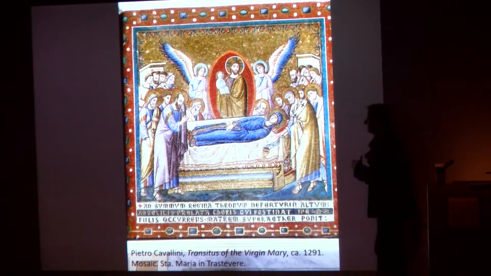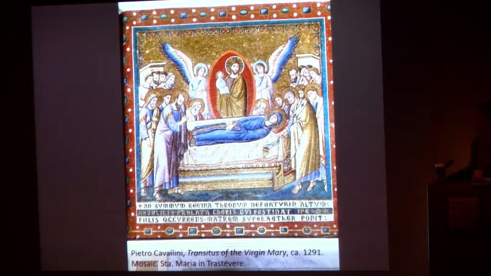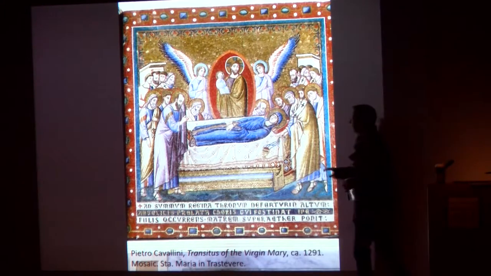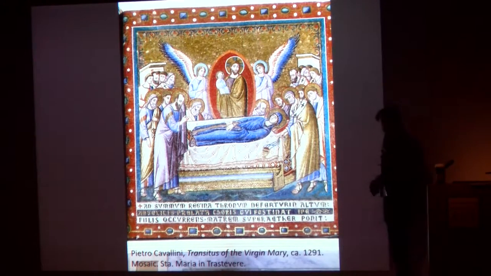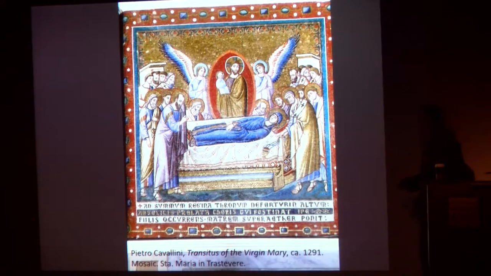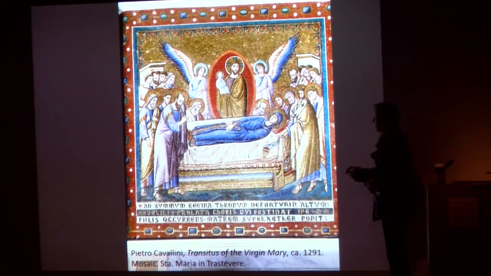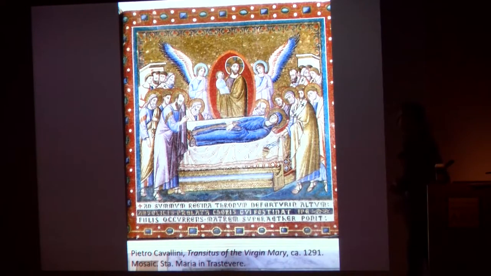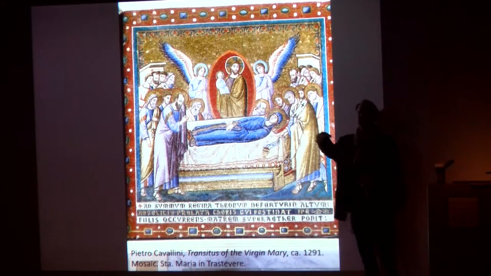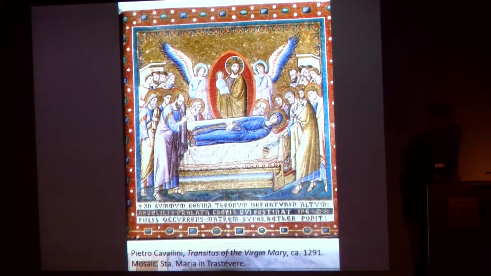So this painting, this mosaic by Cavallini, a contemporary of Giotto, was known, and it represents this Byzantine tradition where we have the major components, which is the Virgin on a bed, her son with the soul of the Virgin being carried off to heaven. And the term is a transitus. In other words, it's the transition between being a living person to this other state.